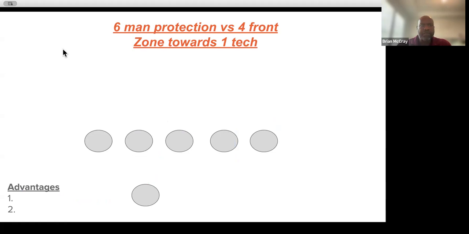So what about the opposite side? What if you go to the three tech side? So again, I'll put a shade here, a three and a five, and a Mike here and here. And then another backer here, and I'll put a guy off the edge here, and then I'll usually go two by two. So what is the advantage of going this side?